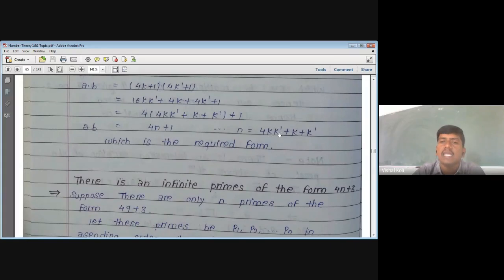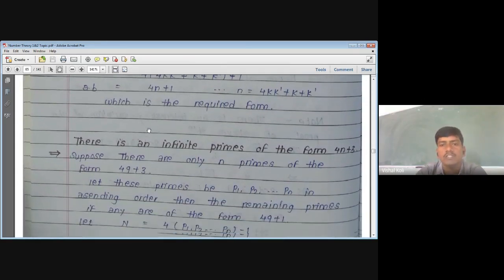As k and k dash are integers, 4kk dash plus k plus k dash is again an integer. Therefore, the product of two integers of the form 4n plus 1, that is a into b, is again in the form 4n plus 1. If we take three integers, then the first two integers are in the form of 4n plus 1 and the third one is also in the form of 4n plus 1. Again, its product is in the same form. Therefore, if we take two or more integers of the form 4n plus 1, then its product is again in the same form.